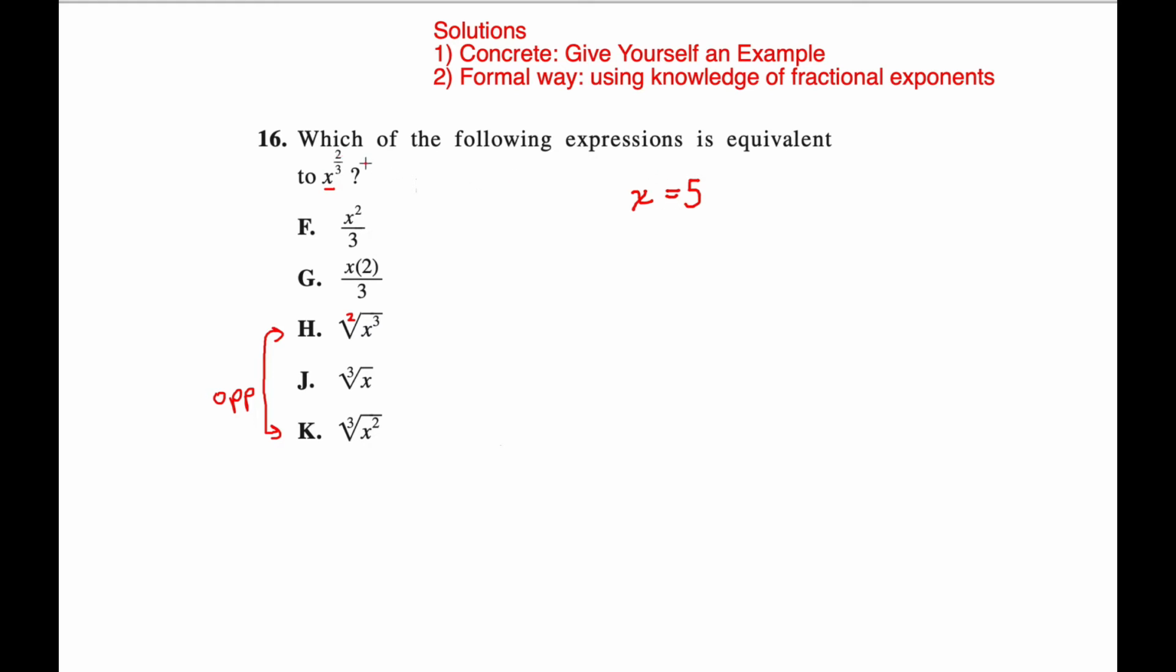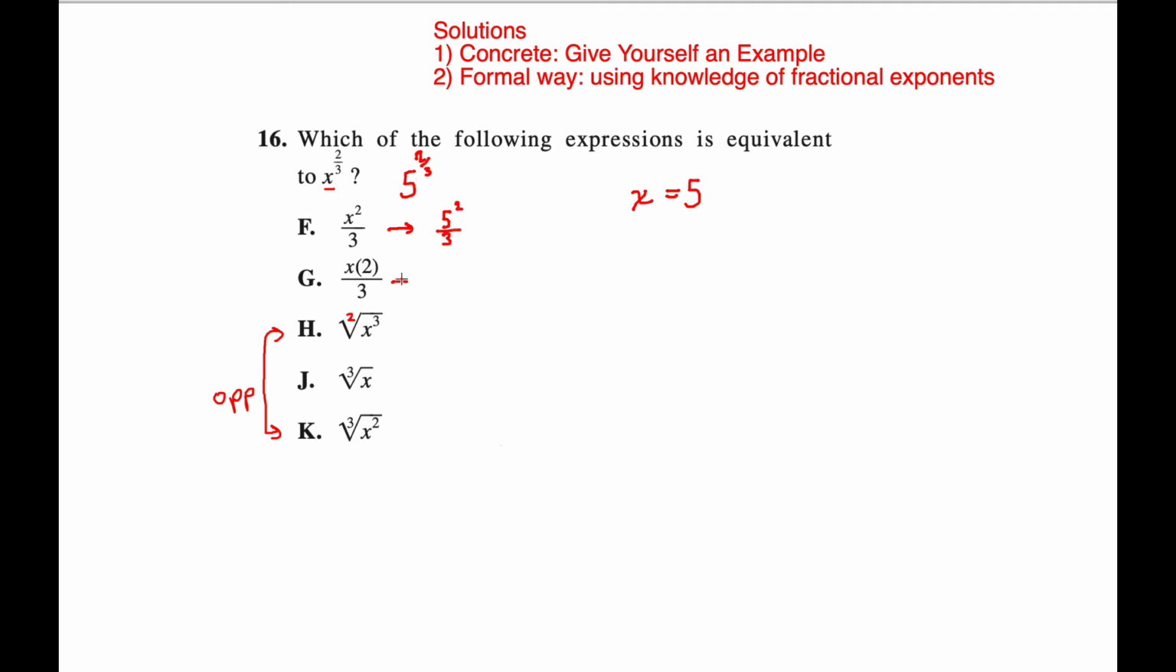So essentially the question is now asking which of the following is equivalent to 5, because we're replacing that, raised to the 2/3 power, like that. And then I'm just going to rewrite this too so it's a little clearer there. Okay. And then answer choice F is going to be rewritten as 5 squared divided by 3.